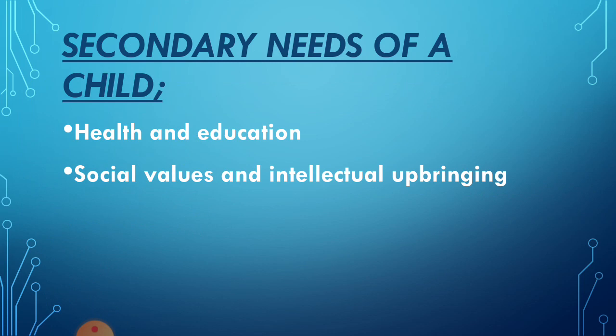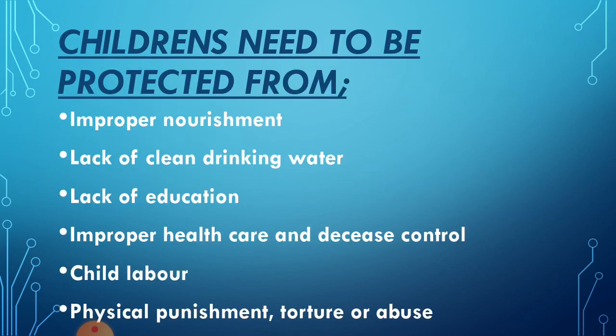Secondary needs of a child are health and education, social values and intellectual upbringing. It means parents should care about their children's health as well as education. Children should be taught good social and religious values, and be given opportunity to polish their skills. Parents and elders should listen to children's problems and treat them with love and understand their needs. Now we are going to study the problems which children are facing.